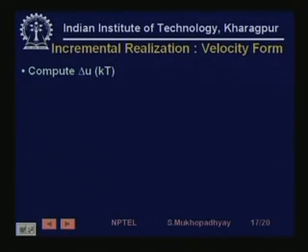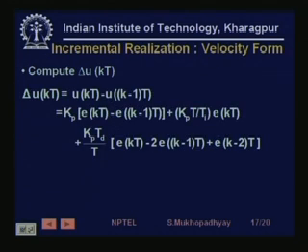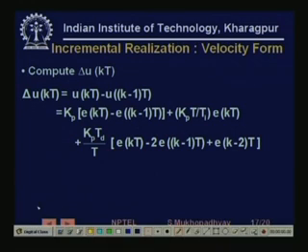Now, as we have seen, in some cases it is necessary to generate delta u rather than u. So the question is, how do we generate delta u? That is called an incremental realization of the PID controller, or sometimes called the velocity form. So what happens in the velocity form? We need to compute delta u(kT). Delta u(kT) is very simply computed. It is nothing but u(kT) minus u((k-1)T).